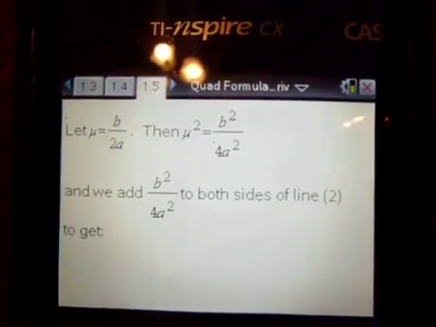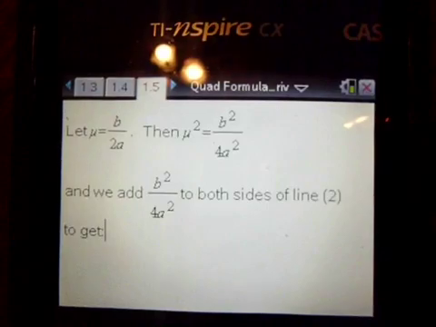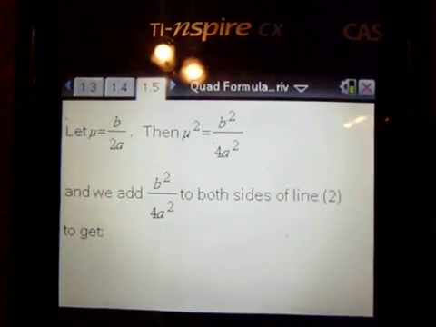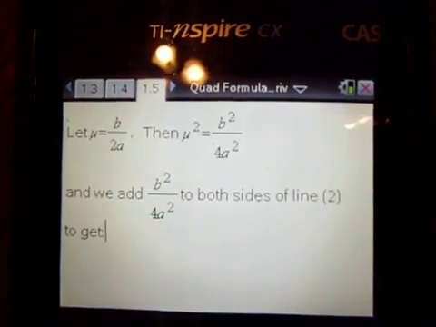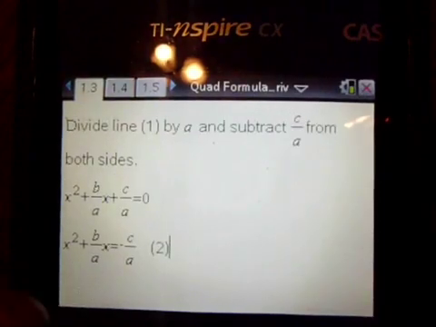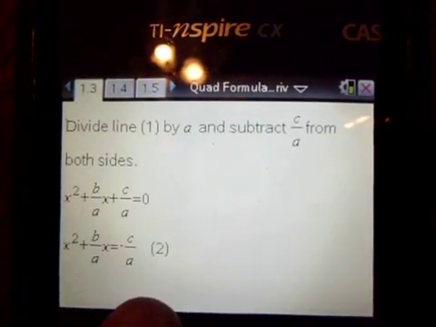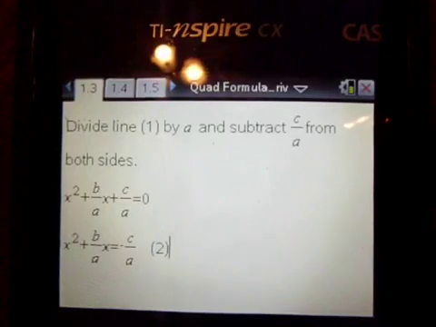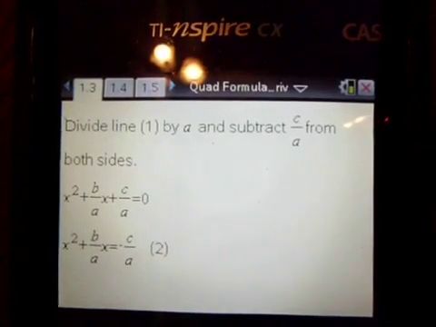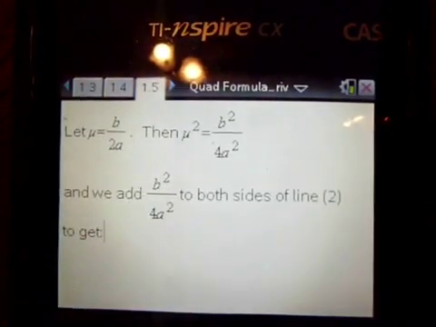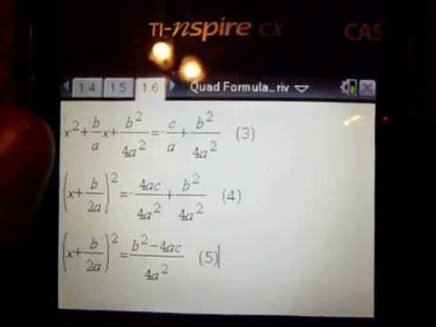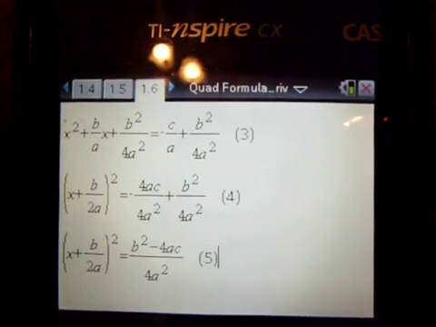We're going to let mu equal b over 2 times a. Then mu squared is equal to b squared over 4a squared. And we're going to add this squared term to both sides of line 2, and you'll see the benefit of adding that term in just a moment. Adding b squared over 4a squared to both sides, we'll get what we have in line 3.